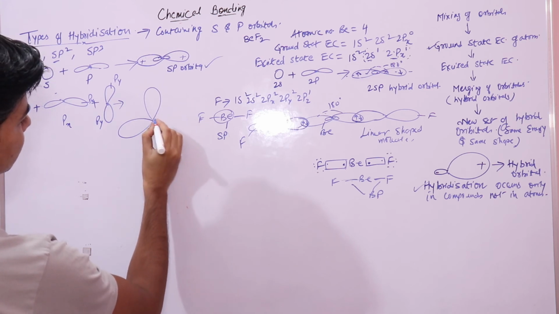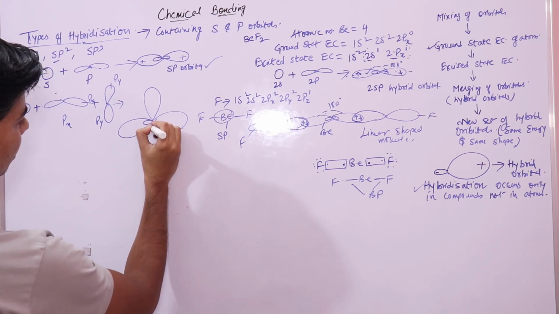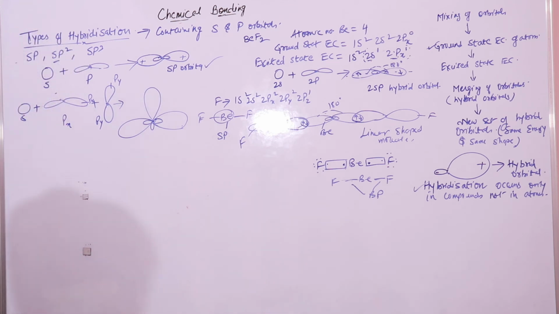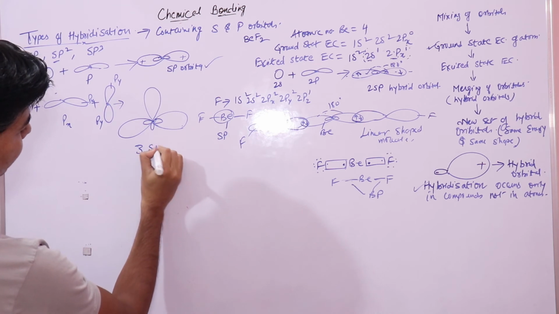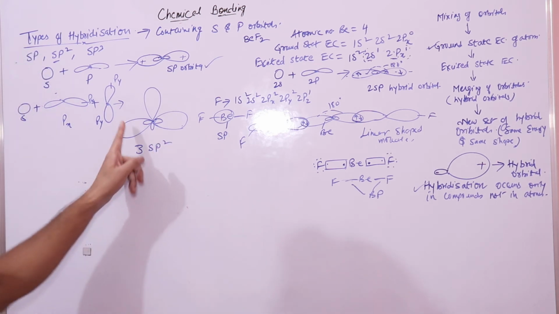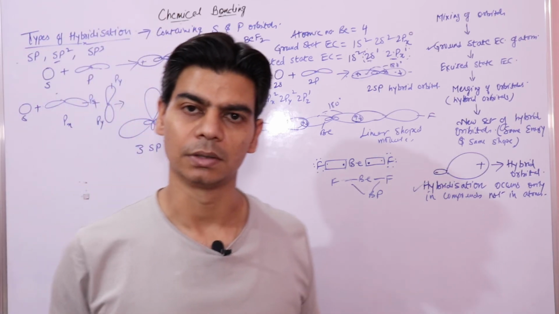It will look like this, right? You have to show the small lobe as well. It will look like this, right? And these are 3 set of sp2 hybrid orbitals, right? And these are directed at an angle of 120 degrees from one another, right?